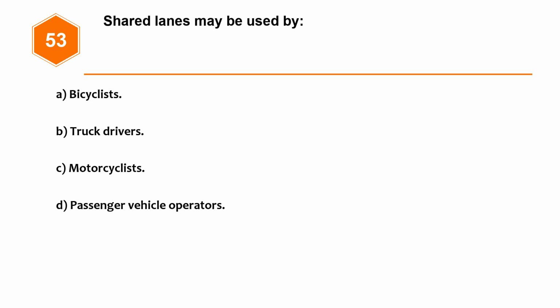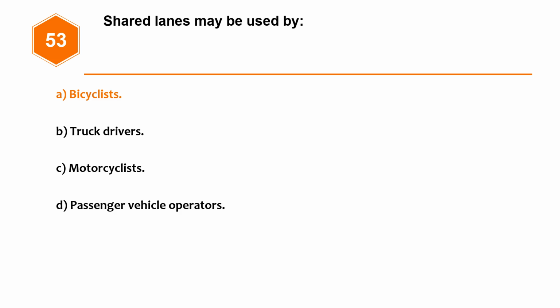Question 53. Shared lanes may be used by: Option A, bicyclists. Option B, truck drivers. Option C, motorcyclists. Option D, passenger vehicle operators.